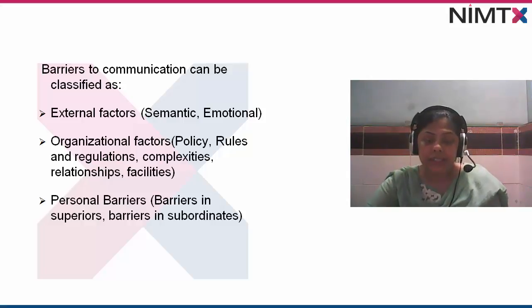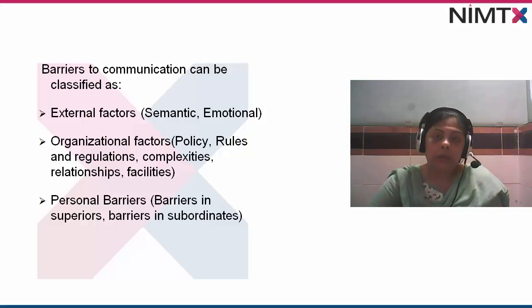Relationships, then facilities, there should be enough things available to communicate. For example, there should be a telephone, there should be stationery available. These are available, certainly they are available in organizations. However, if they are not available in a proper manner, this can definitely be a barrier to communication.